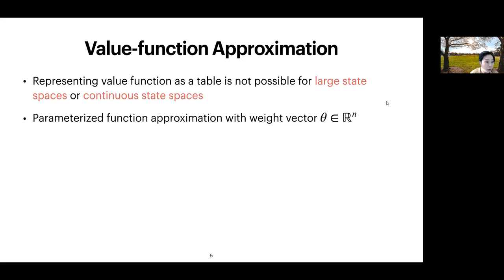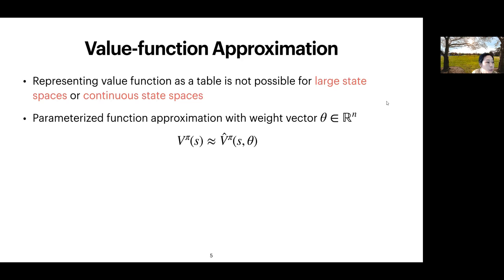So here we say we have a weight vector theta in an n-dimensional space. We didn't say what the size of n is, okay? But usually we hope n is much smaller than the cardinality of the state space. You could imagine the cardinality of a state space could be infinite, right?